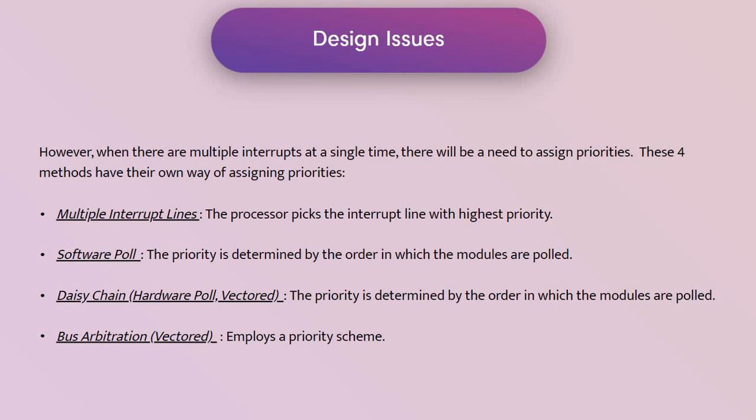Design issues. However, when there are multiple interrupts at a single time, there will be a need to assign priorities. These four methods have their own way of assigning priorities. Multiple interrupt lines: the processor picks the interrupt line with the highest priority. Software poll: the priority is determined by the order in which the modules are polled. Daisy chain, hardware poll, vectored: the priority is determined by the order in which the modules are polled. Bus arbitration vectored employs a priority scheme.